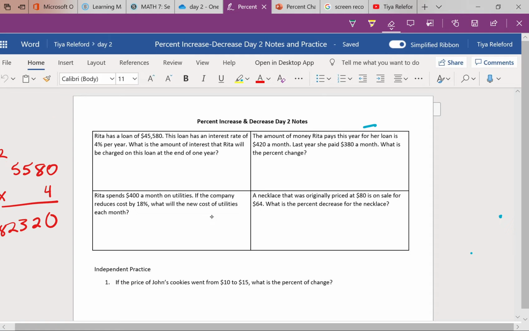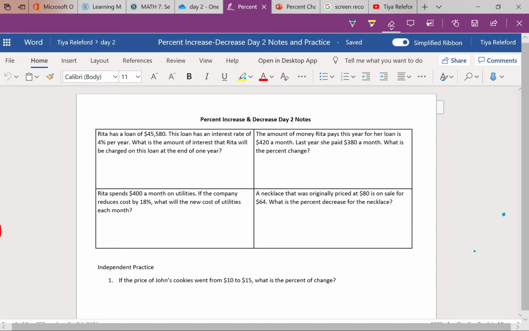Okay. The next one says the amount of money Rita pays this year for her loan is $420 a month. Last year she paid $380 a month. What is the percent change? So you see percent, that's like bing, bing, bing. I'm going to set up a proportion. Then you see change, which tells you it's a special kind of proportion, right?